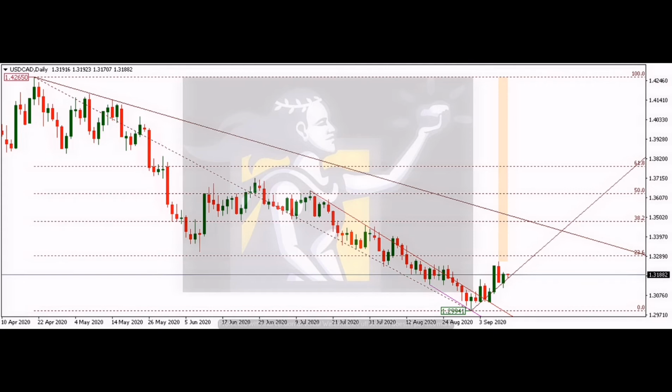Now, on the upside, this pair may come across the following hurdles. The first resistance is the 1.3239, which is the high of August 25th. Second resistance is at 1.3259, which is the horizontal resistance area. And finally, the third resistance is again the 23.6 Fibonacci level located at 1.3290. The technical bias is expected to remain bearish as long as the 1.3290, which is a major horizontal resistance area, remains intact.